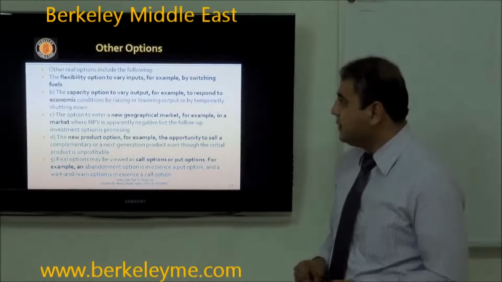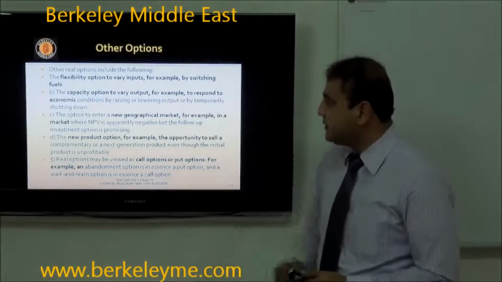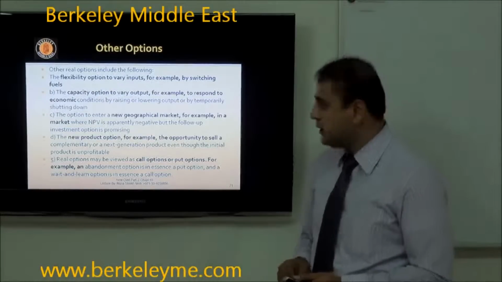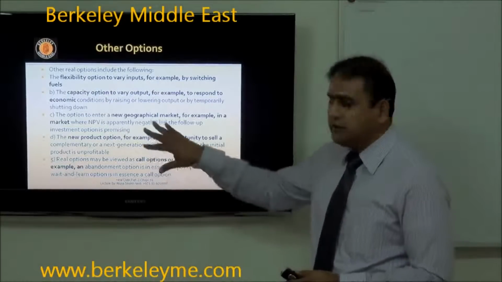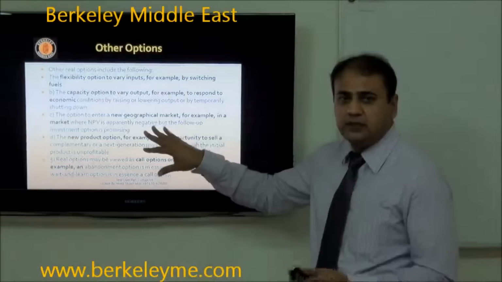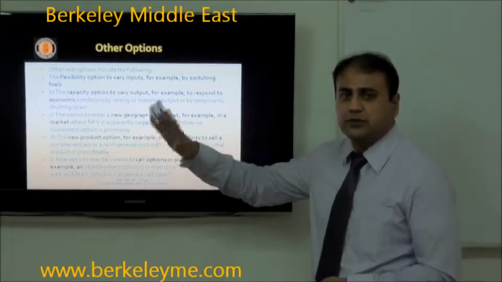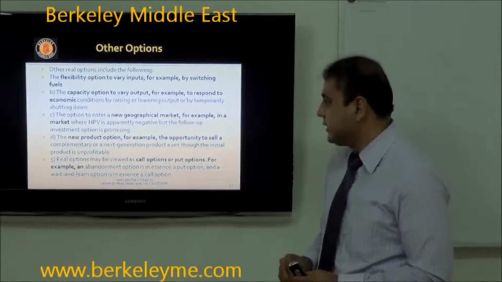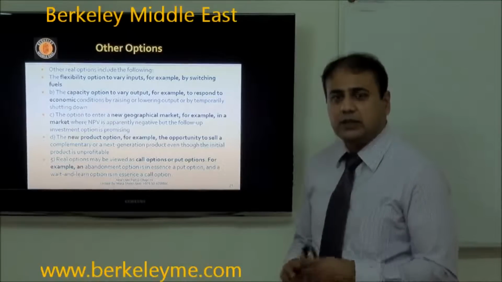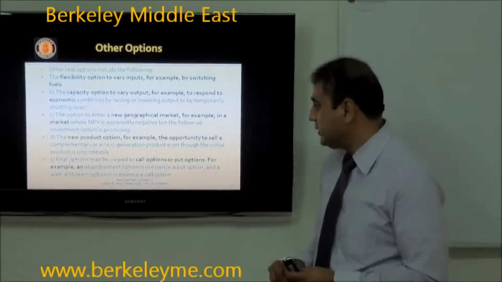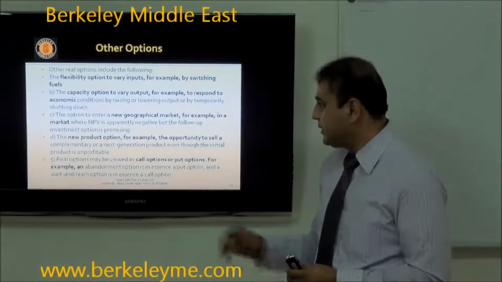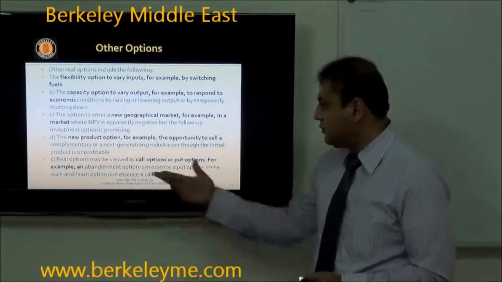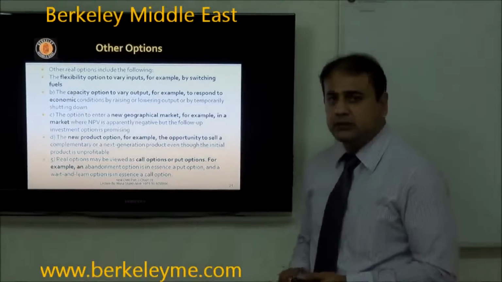Then there is the flexibility option to vary inputs, for example by switching fuels. Capacity option to vary output, and we can find a new market, a new area. If we are in the US, we can go to Europe, the Middle East and the African markets. We can expand the product line, and expand research and development opportunities, and surely as an option we can go for a call option or a put option.